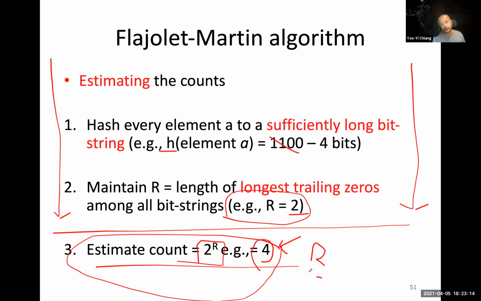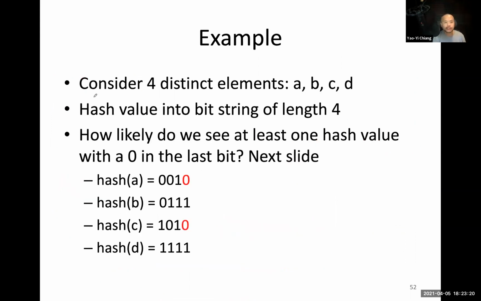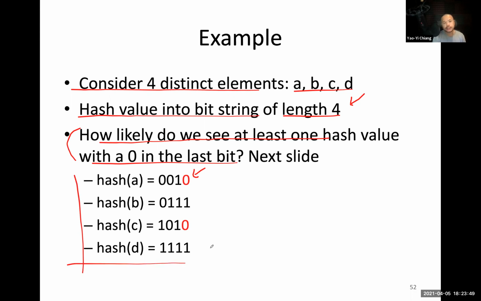So let's look at some examples before we explain why this works. Say consider 4 distinct elements. You have A, B, C, D. You hash their values into bit strings of length 4. Right? Remember I said you can decide on the length of the bit string that you want to have. So our question is, how likely do we see at least one hash value with a 0 in the last bit? Okay, last bit. That'll be on the next slide, but you just look at some examples here. A, B, C, D, say hash A is 0010, hash B is 0111, hash C is 1010, and so on.